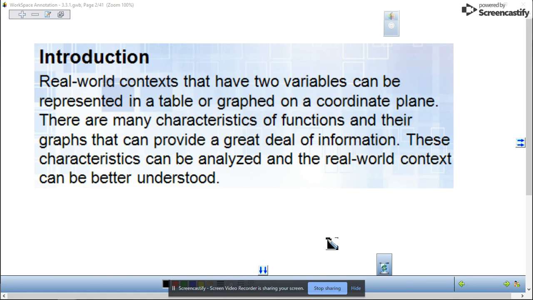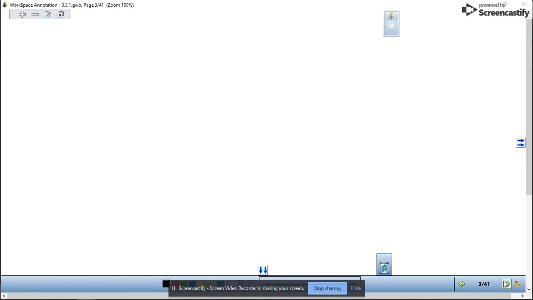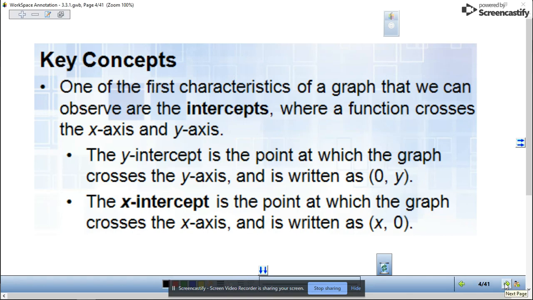All right, so real world contexts that have two variables can be represented in a table or graph on a coordinate plane. There are many characteristics of functions and their graphs that can provide a great deal of information. These characteristics can be analyzed and the real world context can be better understood. Guys, you're going to be doing this all the way up through calculus, so go ahead and learn the basics of it now. Okay? So, one of the first characteristics of a graph that we can observe are the intercepts.